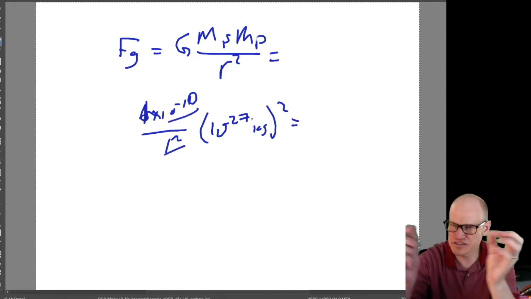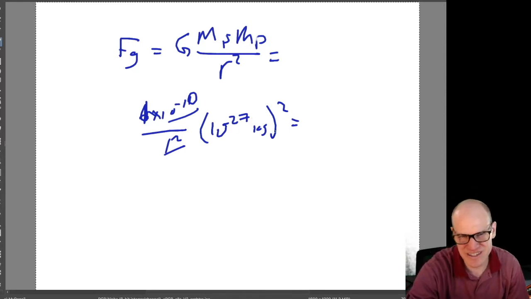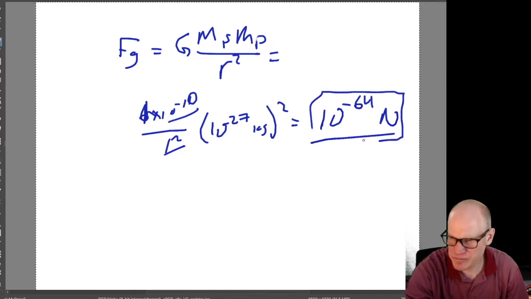You've got two protons that you bring close together. That's going to be 10 to the minus 64 newtons. 10 to the minus 64 newtons is not particularly strong, right?